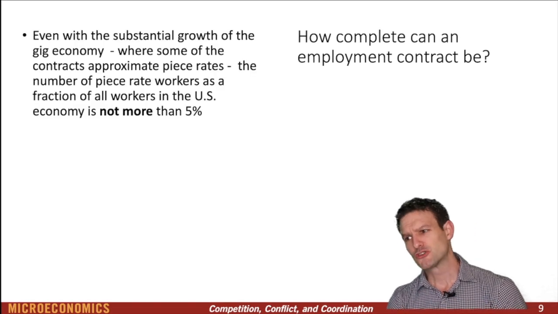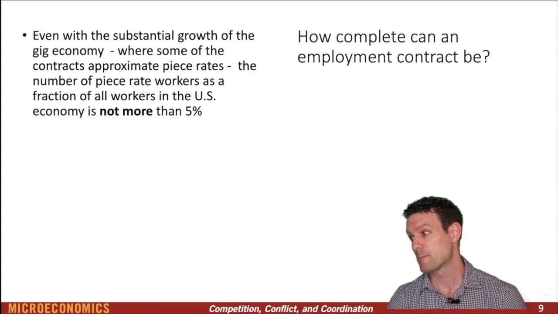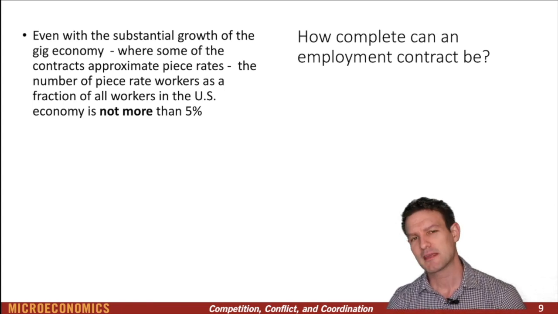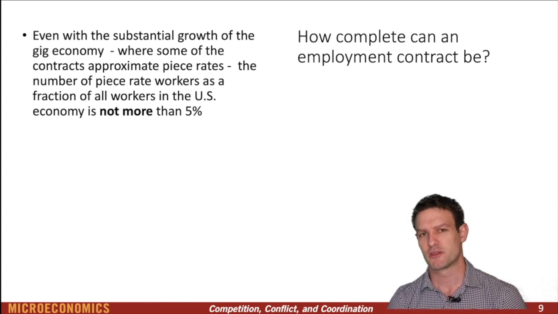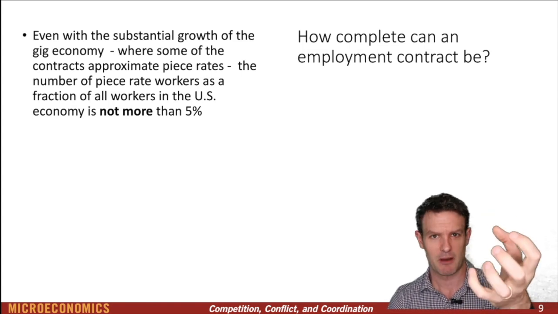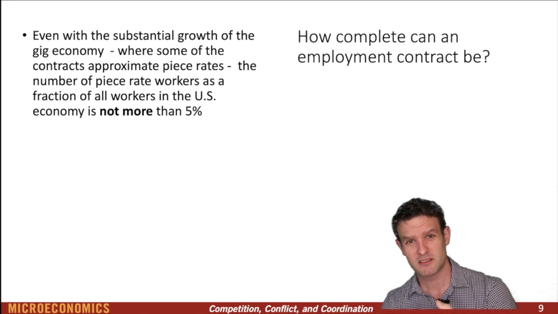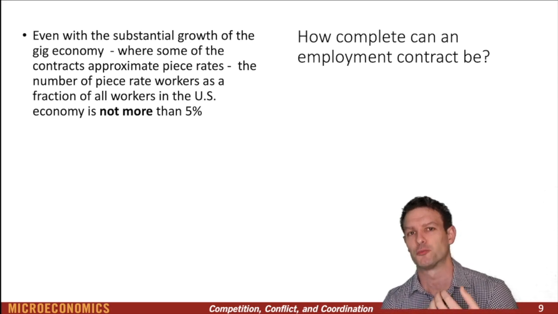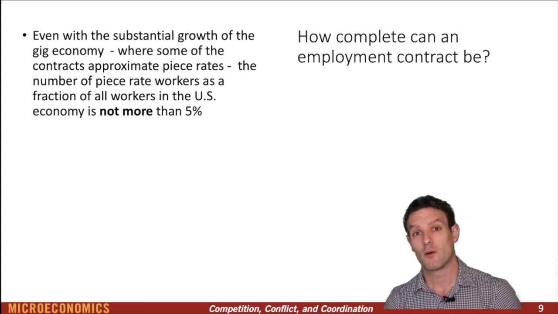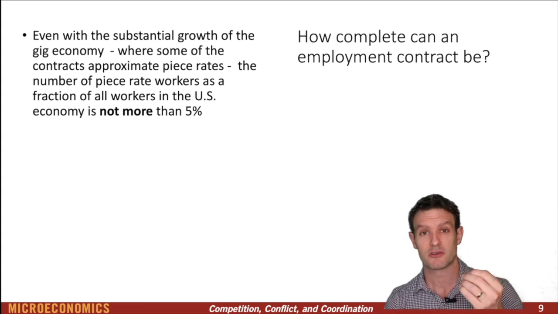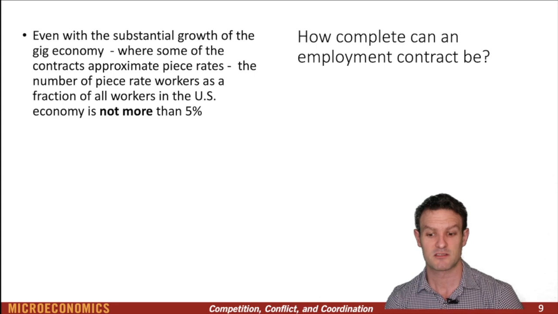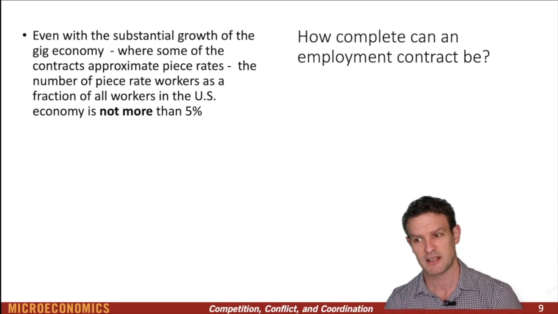Okay, so how complete can an employment contract be? That might be a question we want to ask ourselves. Even with substantial growth in the gig economy, like we explored previously, where those contracts are piece rate contracts, piece rate being paying a rate, such as an amount of money, for a piece, a thing that gets done, the number of piece rate workers in the United States and in many other economies is actually still pretty small. It's not more than 5%. Now, in certain contexts, that might have increased somewhat because of the coronavirus, but in many other cases, it also decreased because people weren't able to do certain tasks they had available to themselves previously.